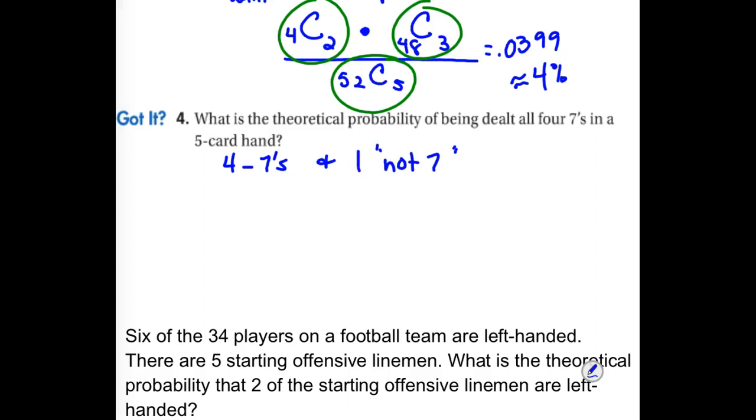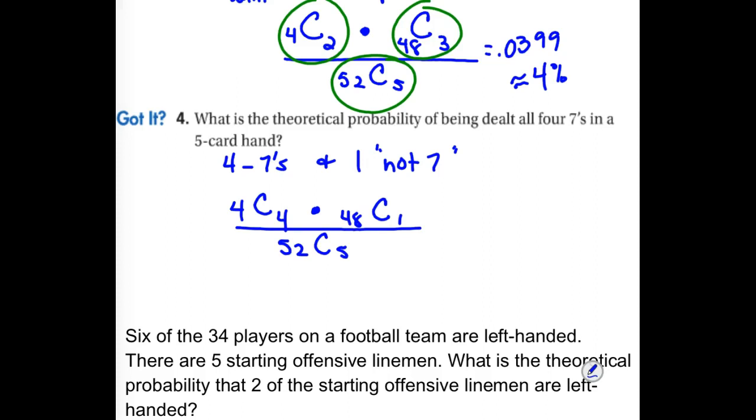All right, so how do we get 4 sevens? How many are available? 4. How many do we want? 4. Okay, and how do we get one that's not a 7? How many not 7s are in my deck? 48. And we want 1. Okay, compared to all 5-card hands, 52C5.